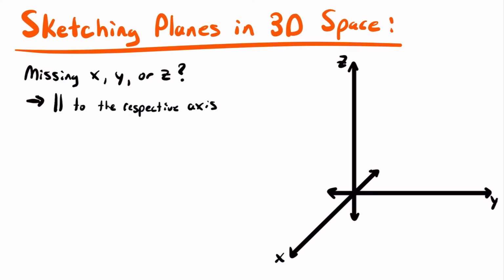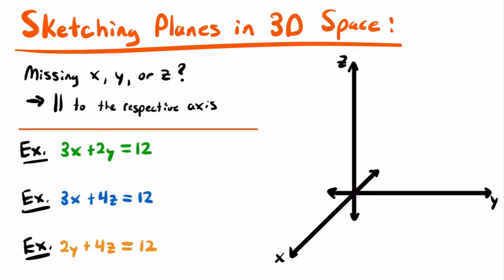All right, so for example, here I have 3 different planes that we can sketch quickly. For this first one, we have 3x plus 2y equals 12. There is no z term, right? So z is missing. That means that this plane will be parallel to the z-axis. And so if we quickly plot the intercepts, notice that we basically have the same equation that we were working with before, but I just removed the z term in this one, the y term in this one, and the x term in this one. So the intercepts are going to be the same.